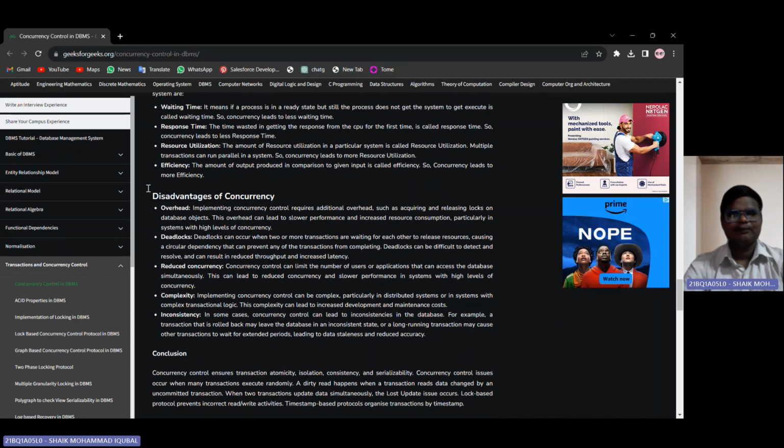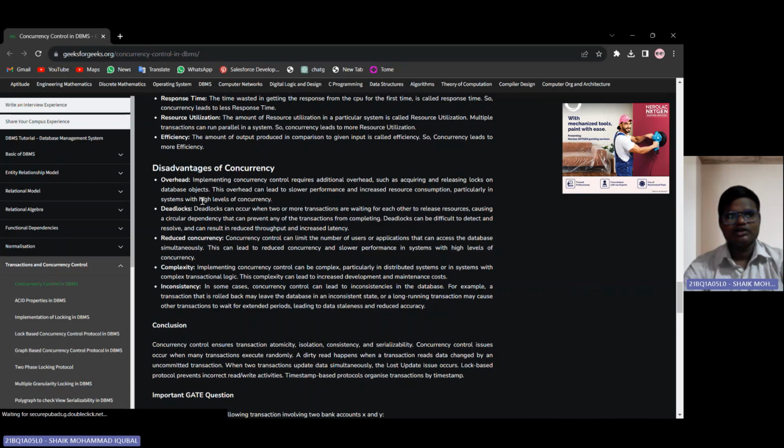Disadvantages of concurrency. Overhead. Implementing concurrency control requires additional overhead such as acquiring and releasing locks on the database objects. This overhead can lead to slower performance and increased resource consumption, particularly in systems with a high level of concurrency. Deadlocks can occur when two or more transactions are waiting for each other to release resources in a circular dependency that can prevent any other transactions from completing. Deadlocks can be difficult to detect and resolve and can result in reduced throughput or increased latency.